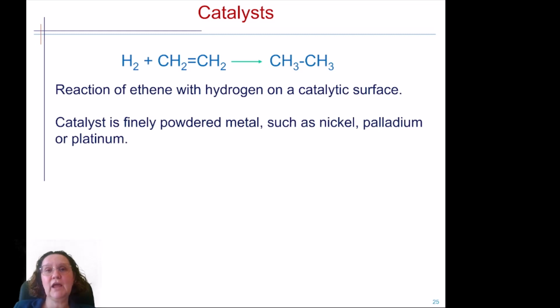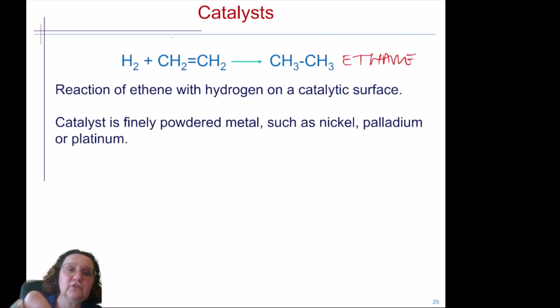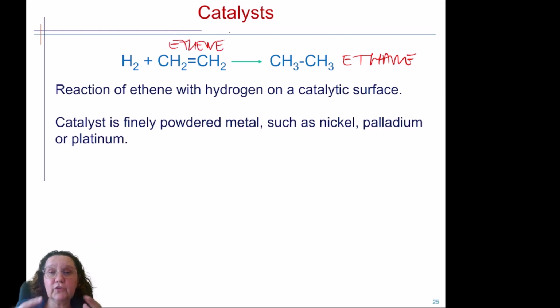Another example of a reaction which is thermodynamically perfectly fine, is spontaneous, exothermic, but is kinetically very slow. The reaction of ethene with hydrogen to produce ethane. This is ethane, this is ethene. So for this reaction to happen at any reasonable speed, you need to use a catalyst. And typically, what you use is a metal, a finely powdered metal. I mentioned here nickel, palladium, platinum. Nickel cheaper, palladium and platinum much more expensive.